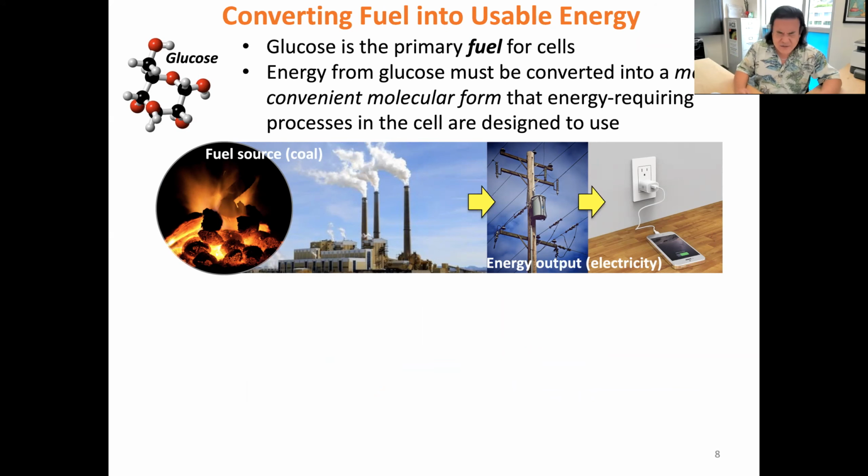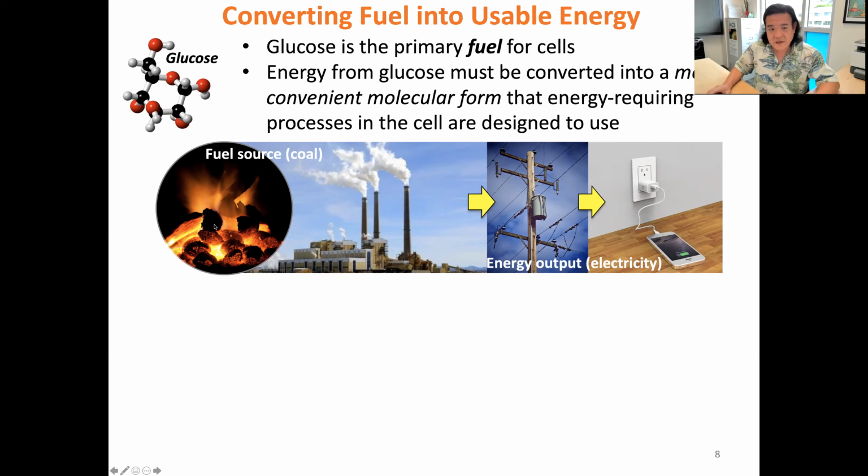But then you say, wait, I thought we were just saying ATP is like this fuel source. No, this is why we're going to very carefully make this distinction right now, because I remember as a college student, I didn't get it. I would often hear that ATP is an energy molecule, but at the same time, I'd hear glucose is an energy molecule. So what's up with that? Let's explain this. Glucose is the primary fuel for your cells, but the energy from glucose must first be converted into a more convenient molecular form that the various proteins in your body that are enzymes that require energy are designed to expect.